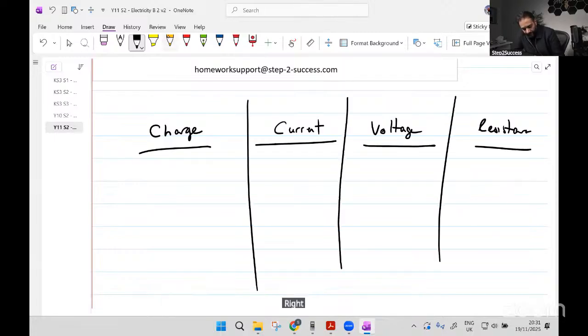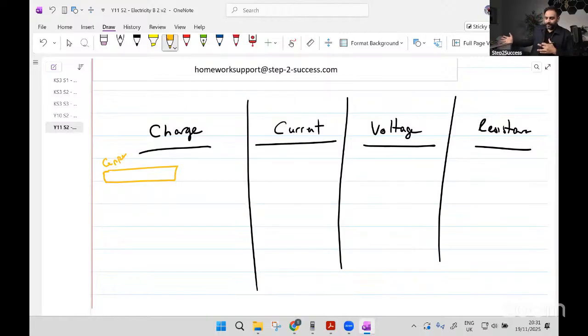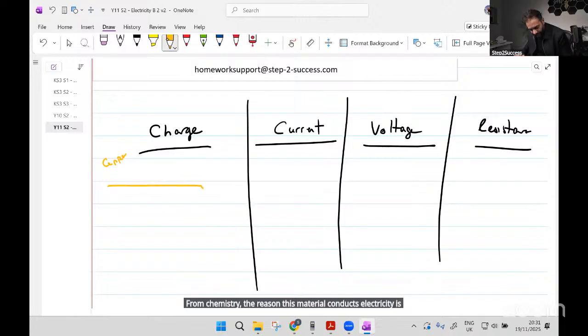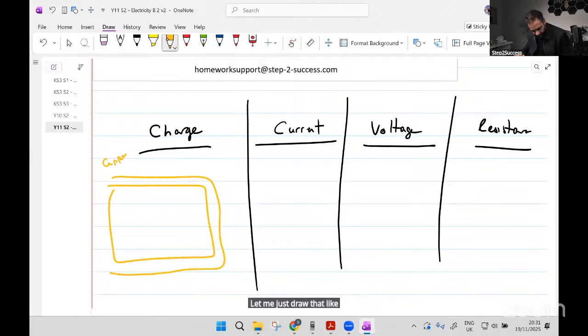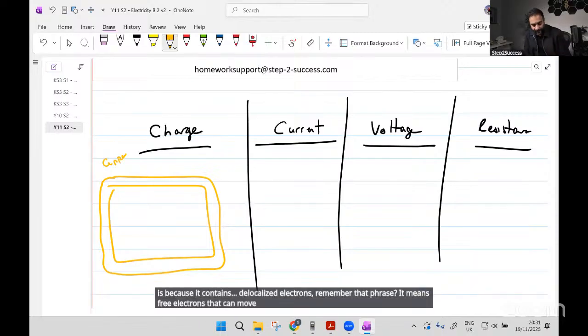Right. First of all, let me just explain what charge is. If I get a piece of wire, like copper, for instance, from chemistry, the reason this material conducts electricity is, let me just draw that like a wire now. Imagine that as a wire. The reason this material conducts electricity is because it contains delocalized electrons. Remember that phrase? It means free electrons that can move. Electrons are negatively charged.